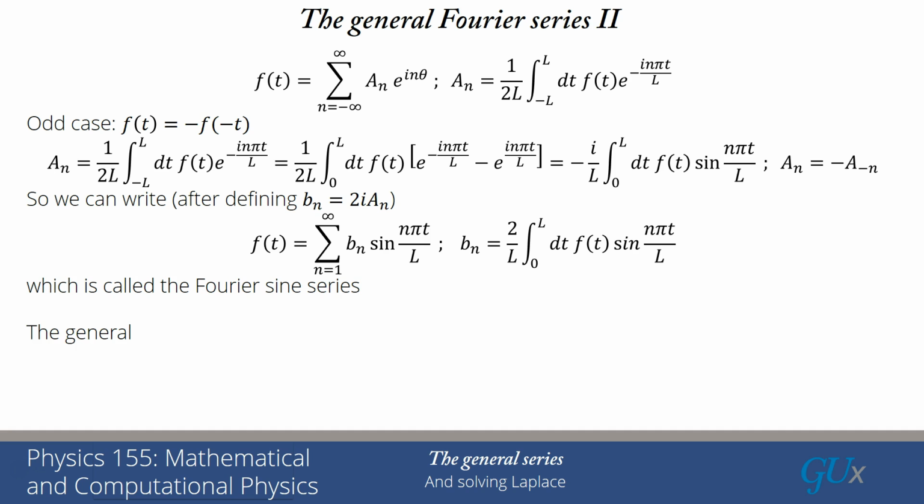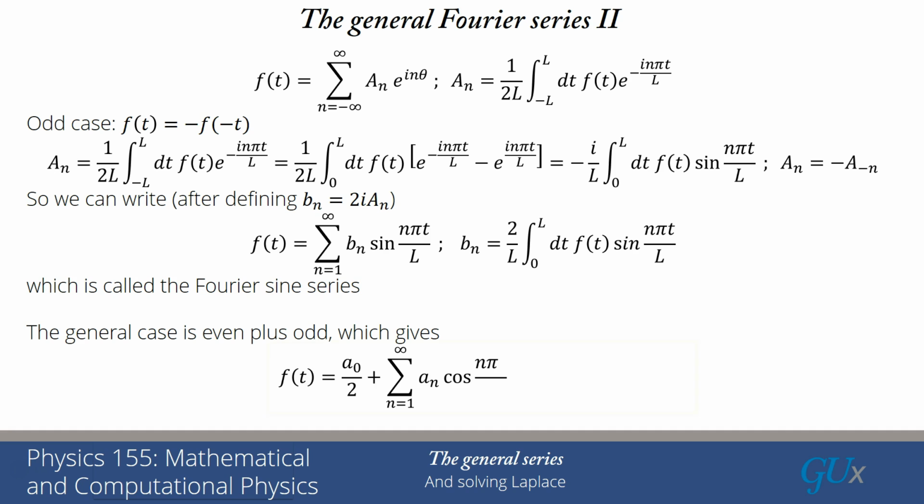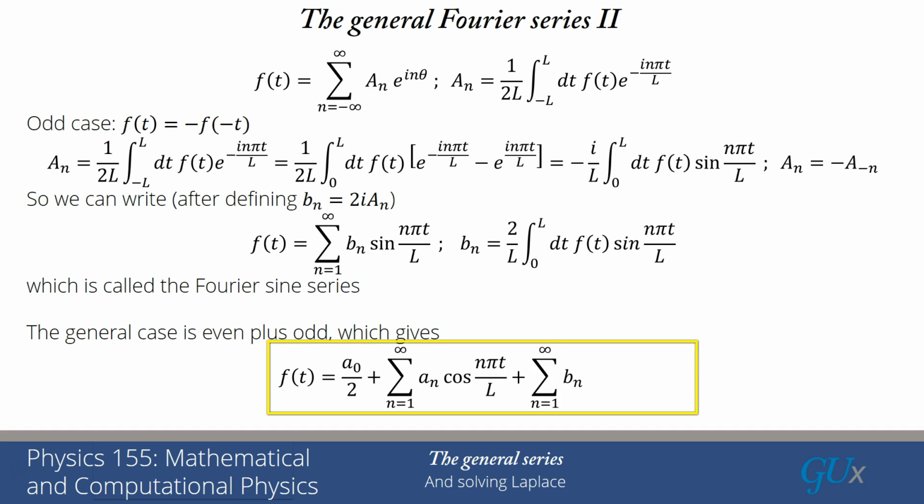So now for a general function, it's neither even nor odd, so we have to add both even and odd pieces. And so f(t) will equal a_0 over 2 plus the sum of the cosine series plus the sum of the sine series. And that result is called the Fourier series.